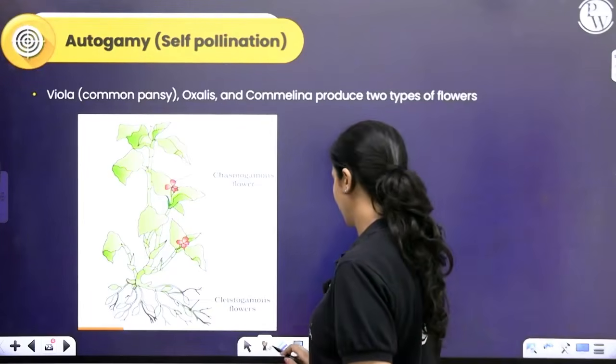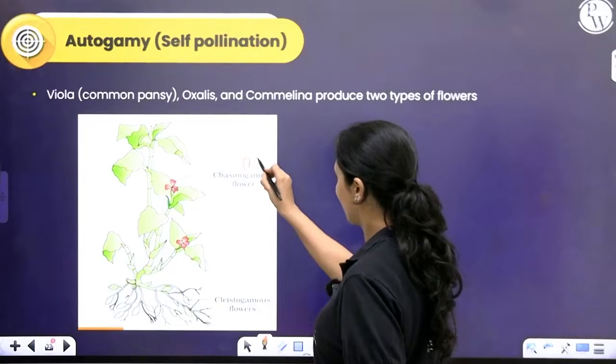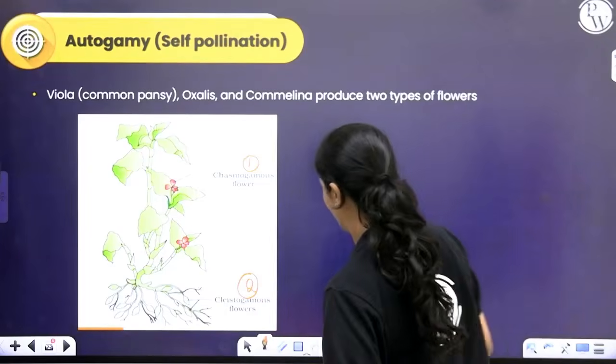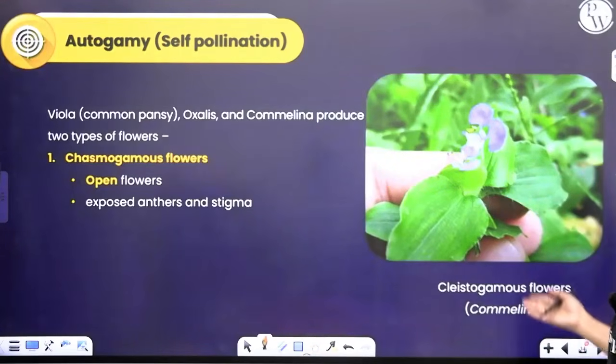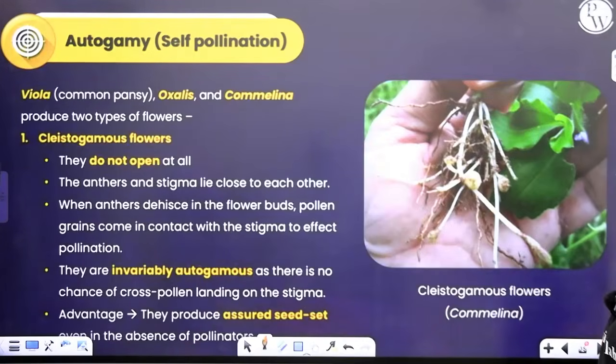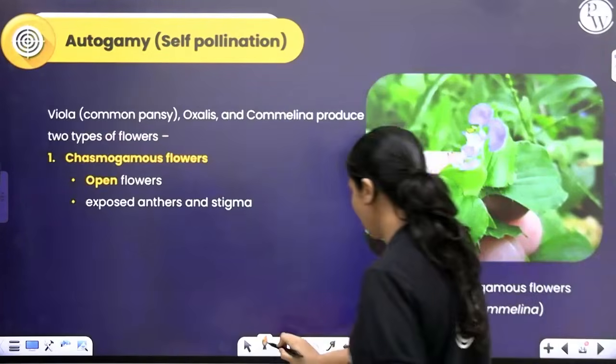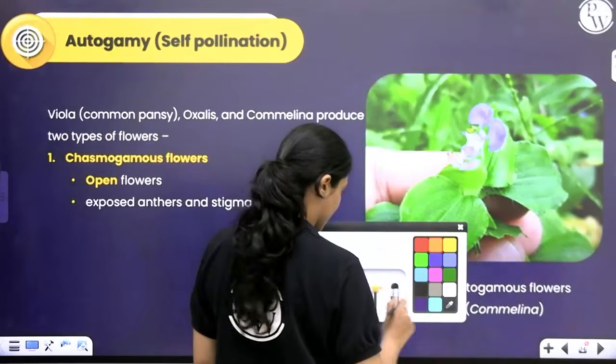Here you have chasmogamous flowers, here you have cleistogamous flowers. So here you can see, this is the commelina plant. Here you have chasmogamous flowers, here you have cleistogamous flowers.